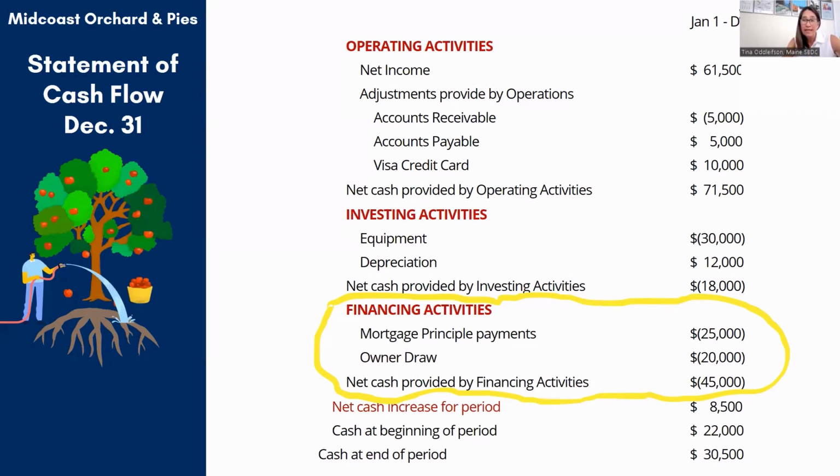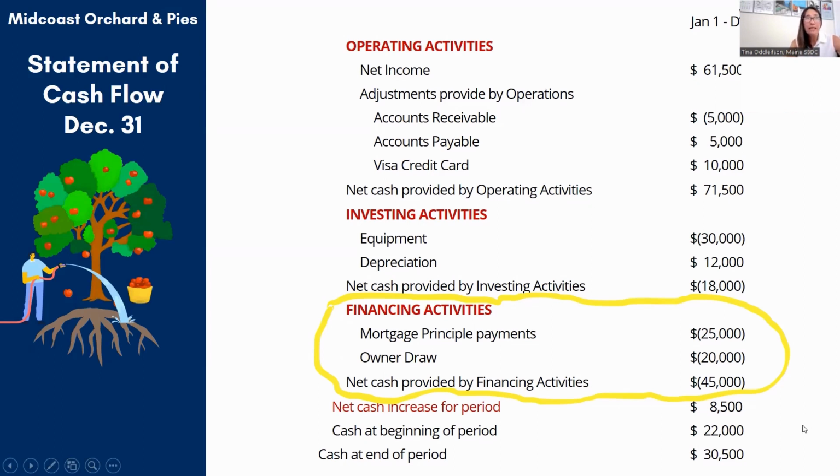So in answer to the question, I made $61,500. How come I don't see it in my bank account by the end of the year? Here is the answer. We only increased our cash by $8,500. So at the beginning of the year on January 1st, we had $22,000 in the bank. And at the end of the year on December 31st, we had $30,500, even though our income statement, our profit and loss statement told us that we had $61,500 in profit.